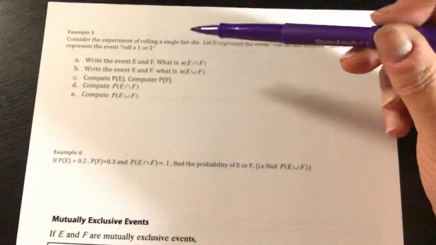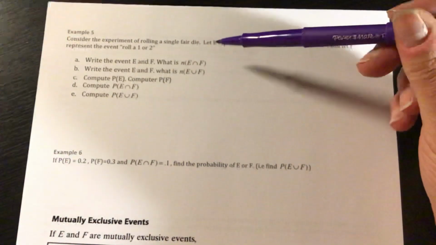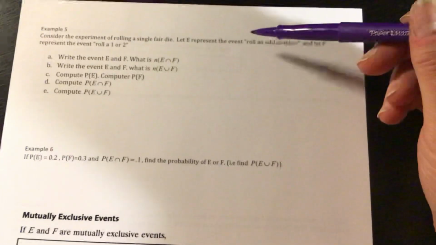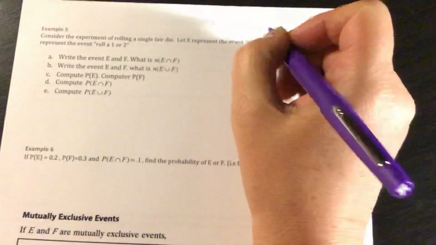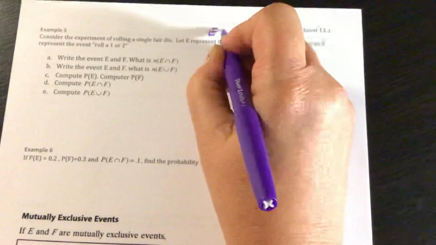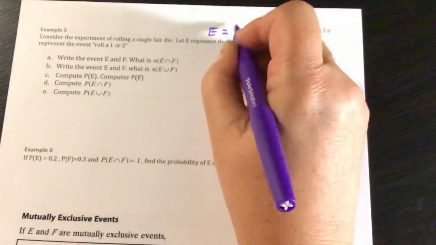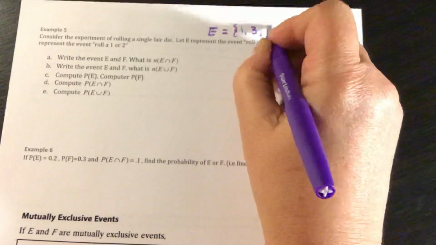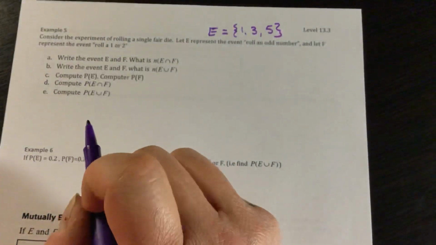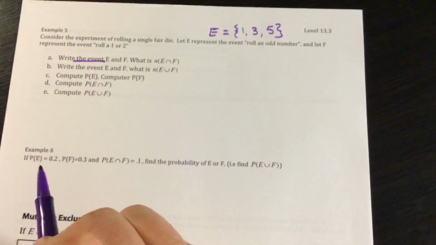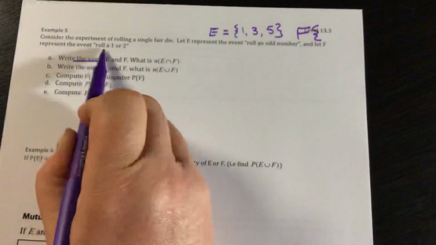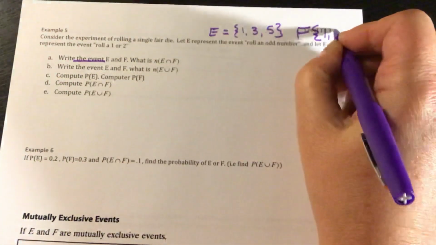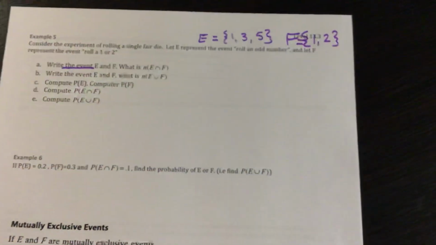So then in example 5, it says to consider the experiment of rolling a single fair die. E represents the event roll an odd number. Now, if I listed all the things that can happen in E, I can have a 1, a 3, or a 5. Okay, so this is writing that event E. Now F, I can have a 1 or a 2. So these are my sample spaces for E and F.